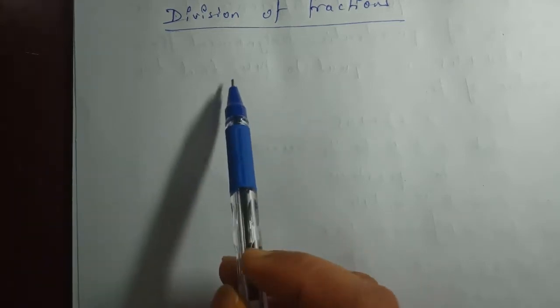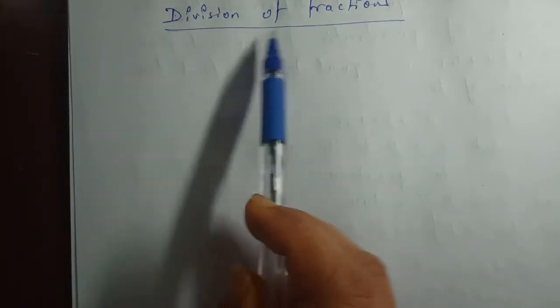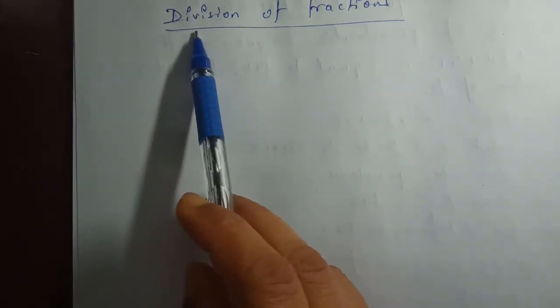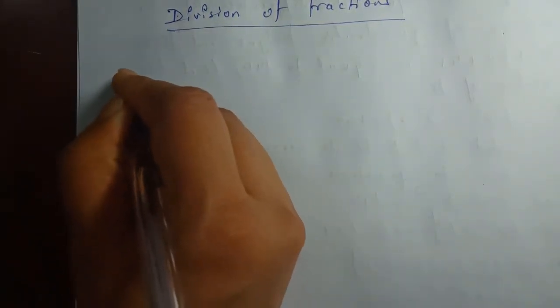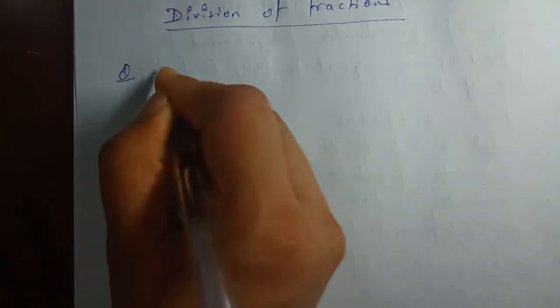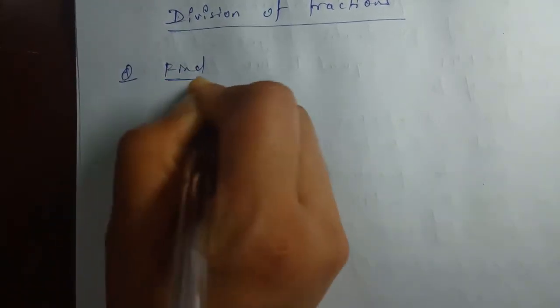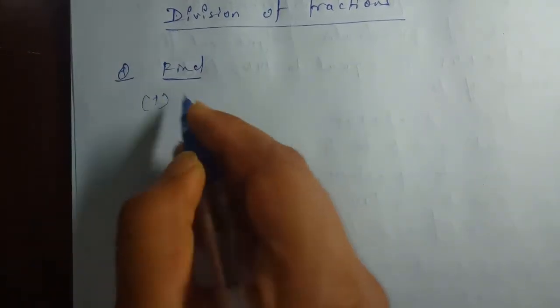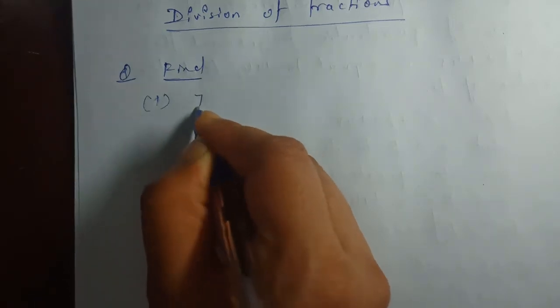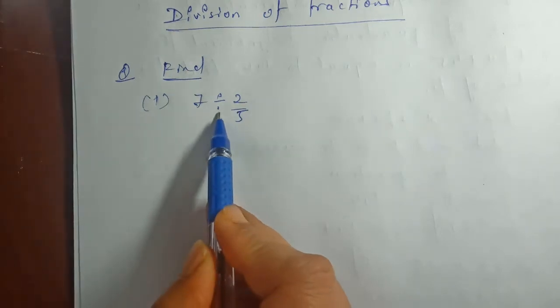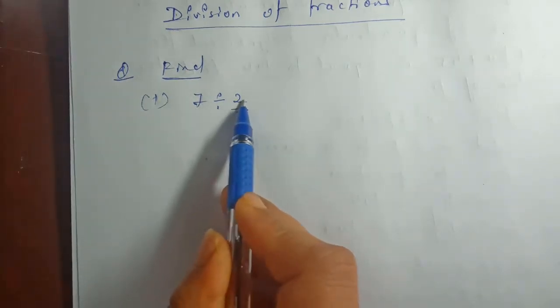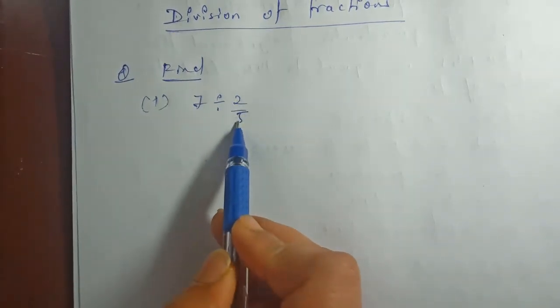Yes, student, today we're going to learn how to divide fractions. So our topic is division of fractions. Suppose we have to find, let us take some questions. Find the number, first part, 7 divided by 2 by 5. We have to divide 7 by 2 by 5.